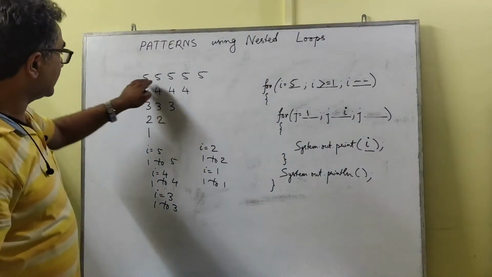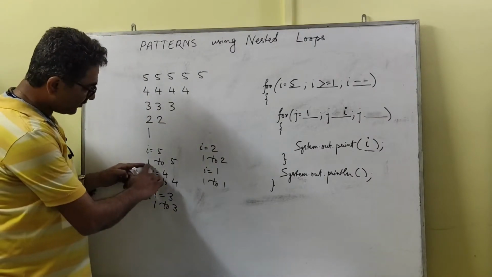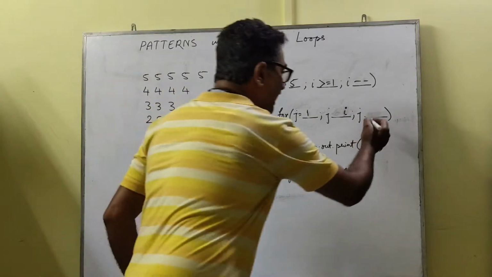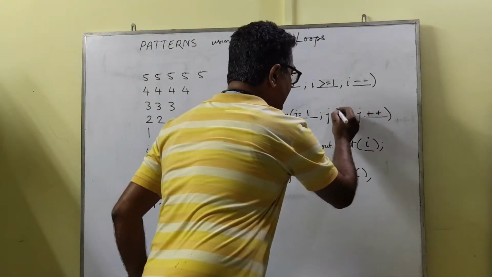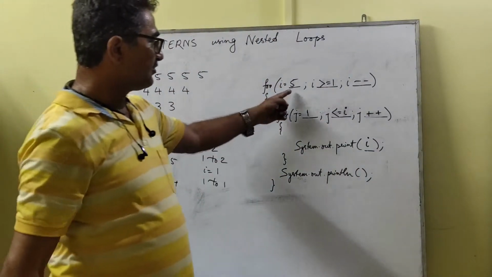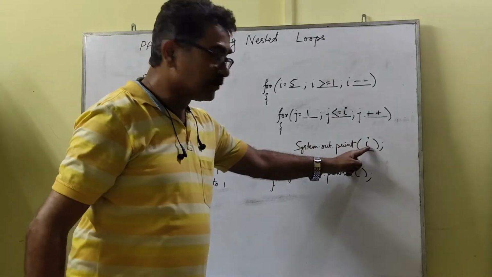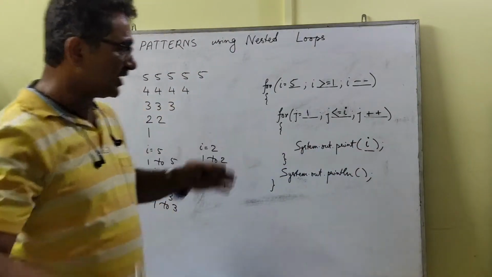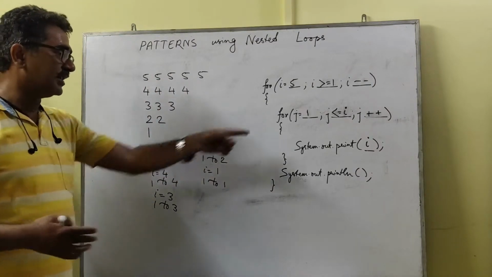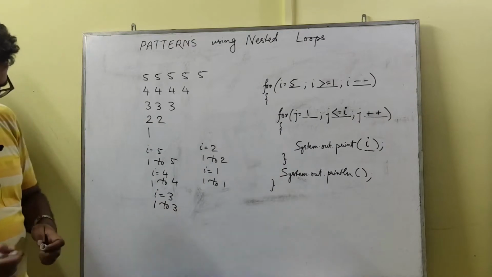Now looking at the longest line, that is the base. This is the base running from 1 to 5, so it is increasing. Therefore I can tell this is j++ and this has to be less than or equal to. As usual, you have to print i, because when the value of i is 5, it runs from 1 to 5 and you need to print i, that is 5, 5 times. Note the difference. When the numbers in a row are changing, we need to print j. When it is repeated numbers, we need to print i.